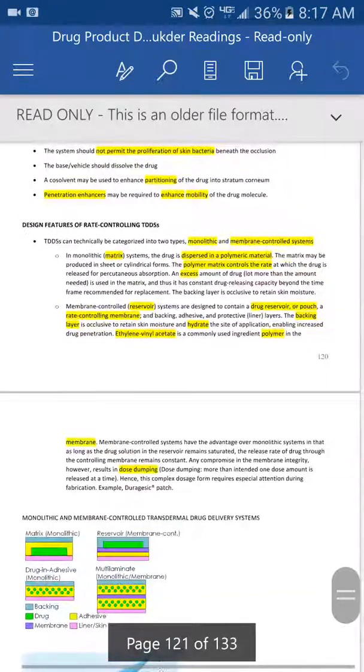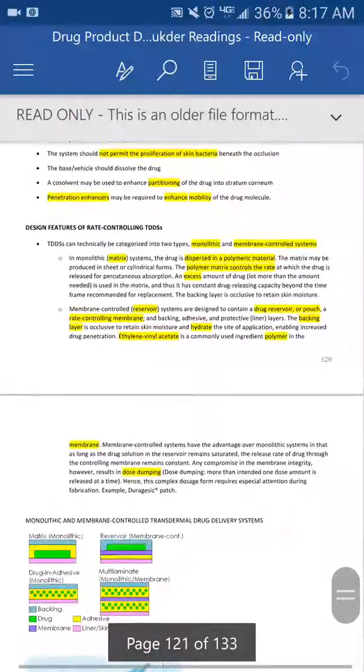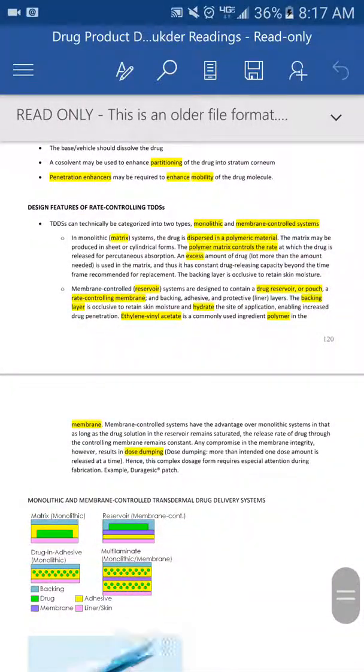So, antibacterial agents, or antimicrobial in general, could be in there. The base vehicle should dissolve the drug. Okay. The vehicle should dissolve the drug. It should pull it through, but should also dissolve it.